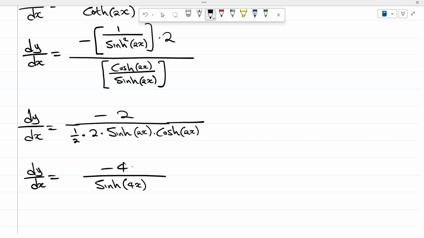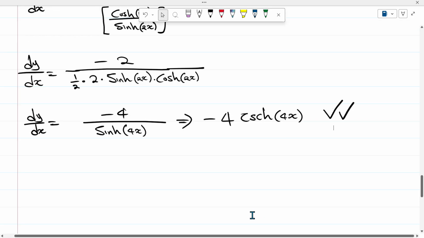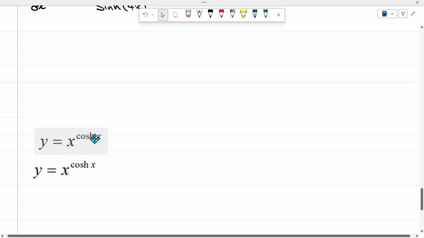But then 1 over hyperbolic sine is a reciprocal, so we can change that to negative 4 hyperbolic cosech of 4x, and then that should be your answer. So I hope you got it, you understand it as well. Nothing tricky there, guys. It's just you applying maths.